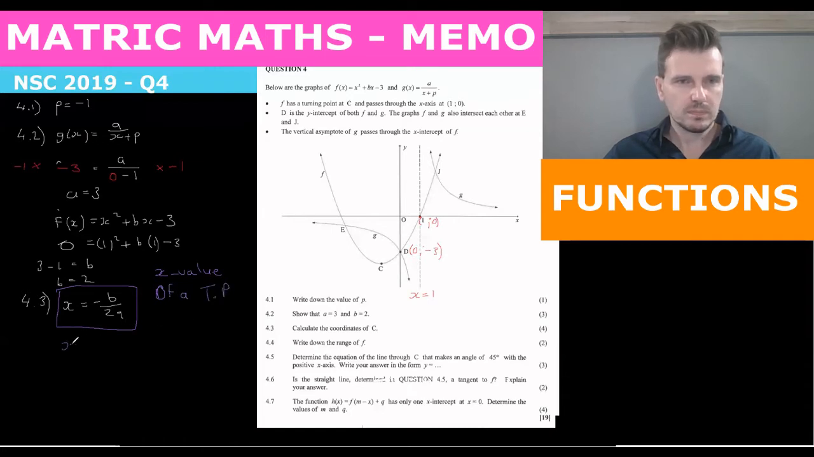So we know that b from the first one was equal to 2. So it was minus 2 over 2a.